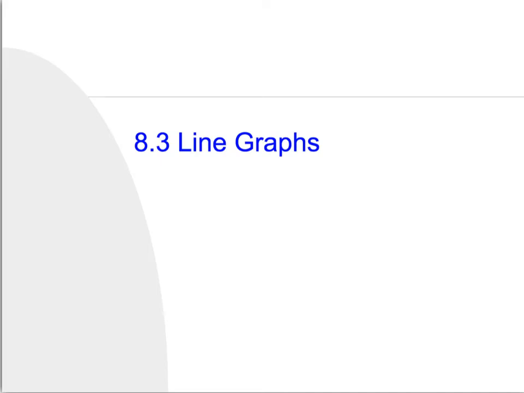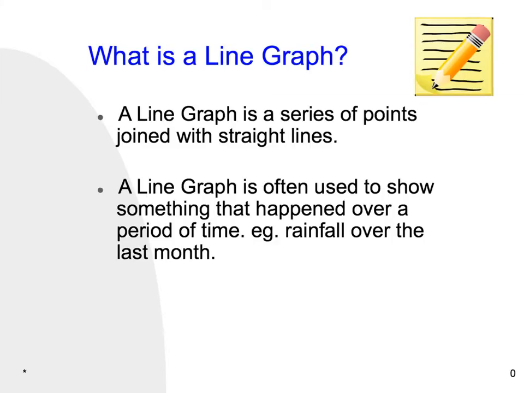Okay, so today we are going to be looking at 8.3, which is line graphs. So can you please write that? Now, when looking at a line graph, as it says, a line graph has lines. Now, a bar graph has bars. So a line graph is actually made up of straight lines joining points. So a line graph is a series of points joined with straight lines.